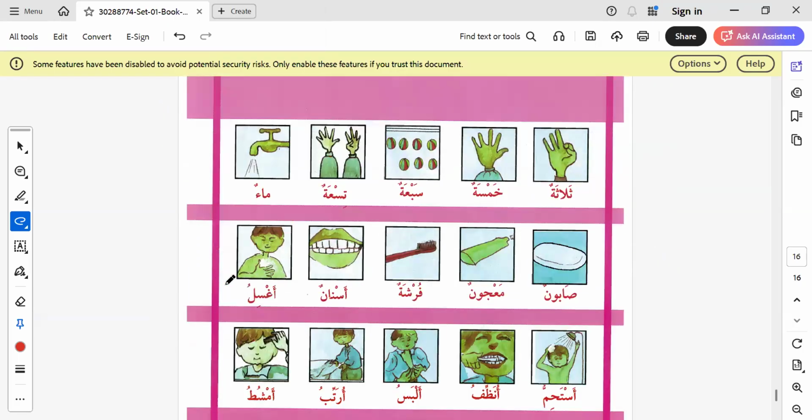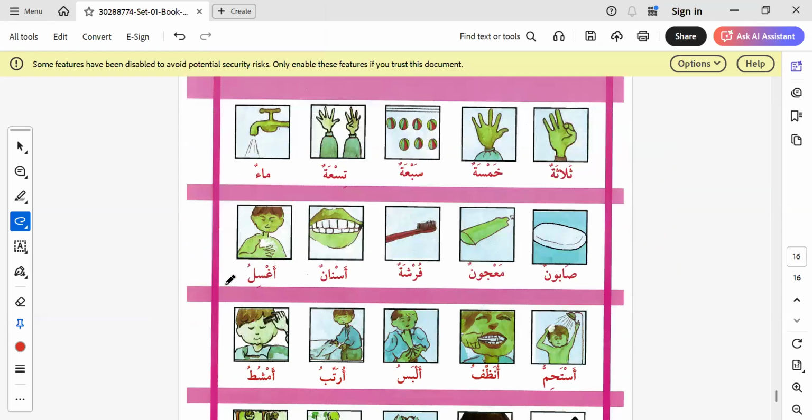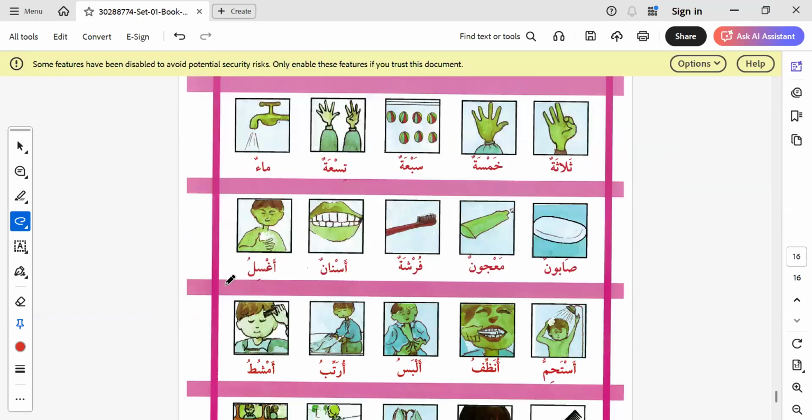So in this page, we have different images with their names. Now we have ثلاثة, خمسة, and سبعة. So let's quickly run how to count numbers from 1 to 10. So 1 is واحد. واحد, that's 1.